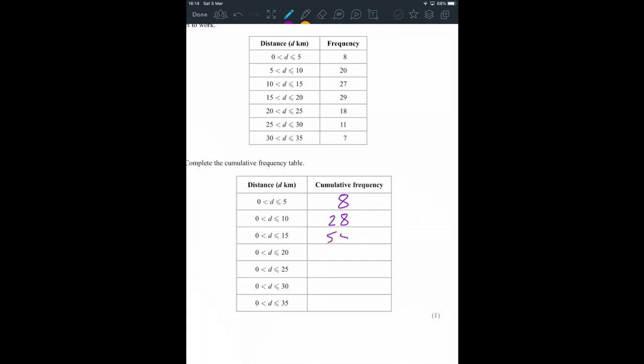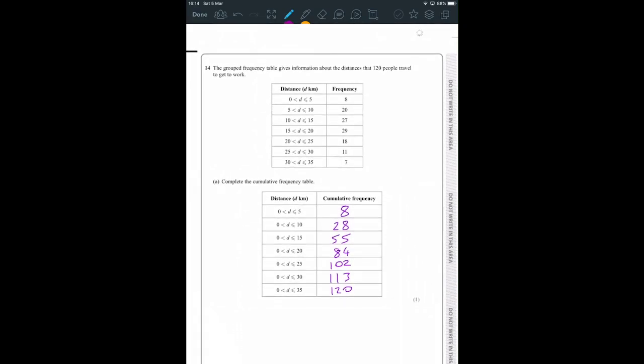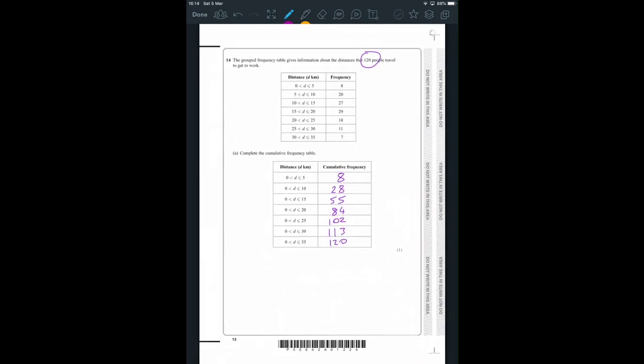An extra 27 to 55, an extra 29 takes us to 84, extra 18, 102, extra 11, 113, and then finally an extra 7 to get to 120. I'm checking, and yes, the question told us there were 120 people in total, so getting to 120 at the end is a very good sign.